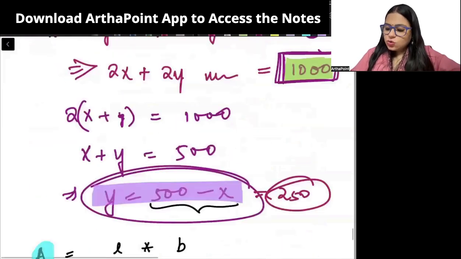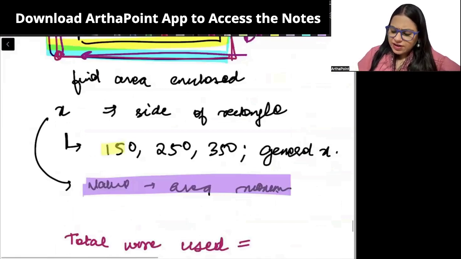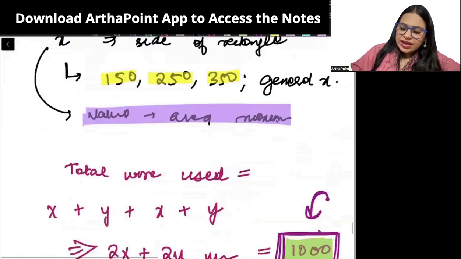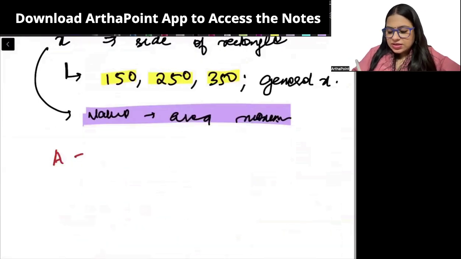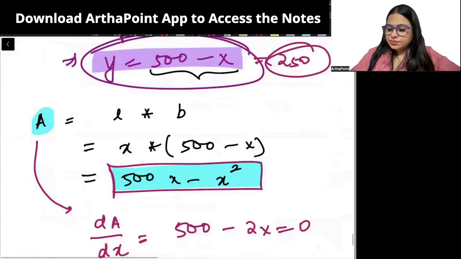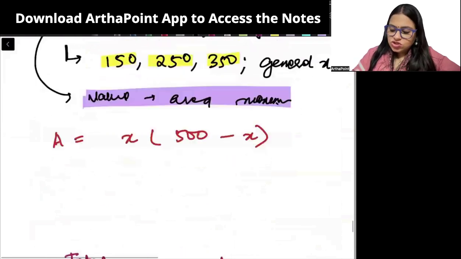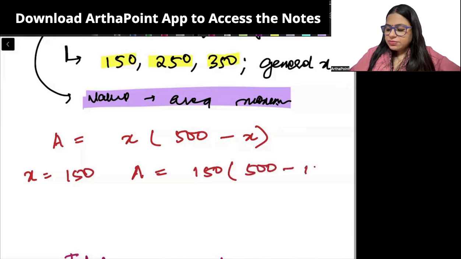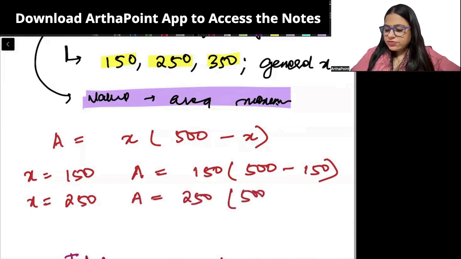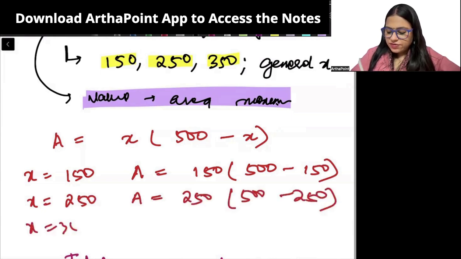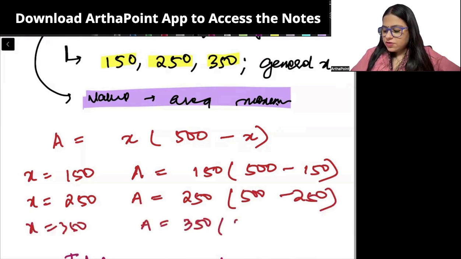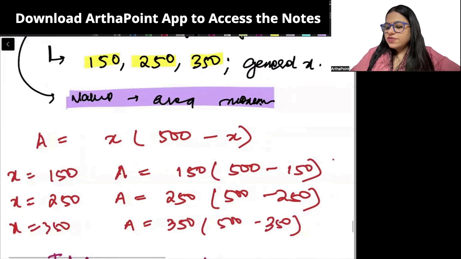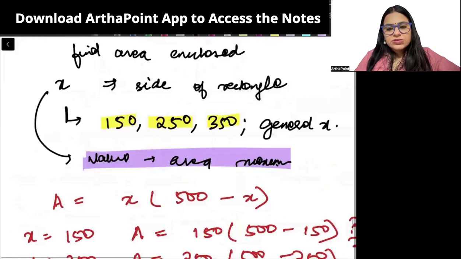ठीक है. बाकी the question goes ahead and says कि find the area with 150, 250, 350. तो area निकाल लो. Area का हमने formula क्या रखा है? Area is x into 500 minus x. यही हमने area निकाला, length into breadth. So you can just put the value. When x is 150, area will be 150 into 500 minus 150. When x is 250, area will be 250 into 500 minus 250. When x is 350, area will be 350 into 500 minus 350. You can just find out these values. समझे? Is this question clear?